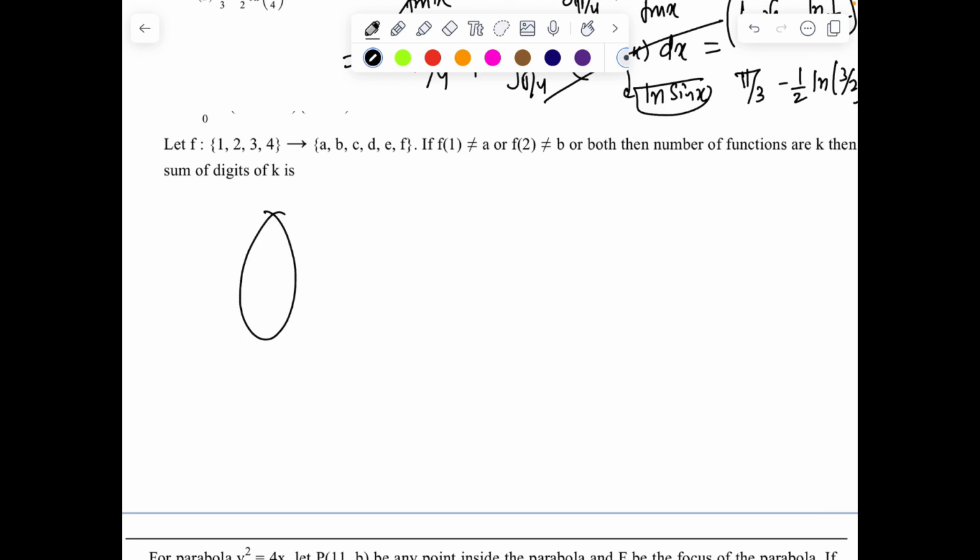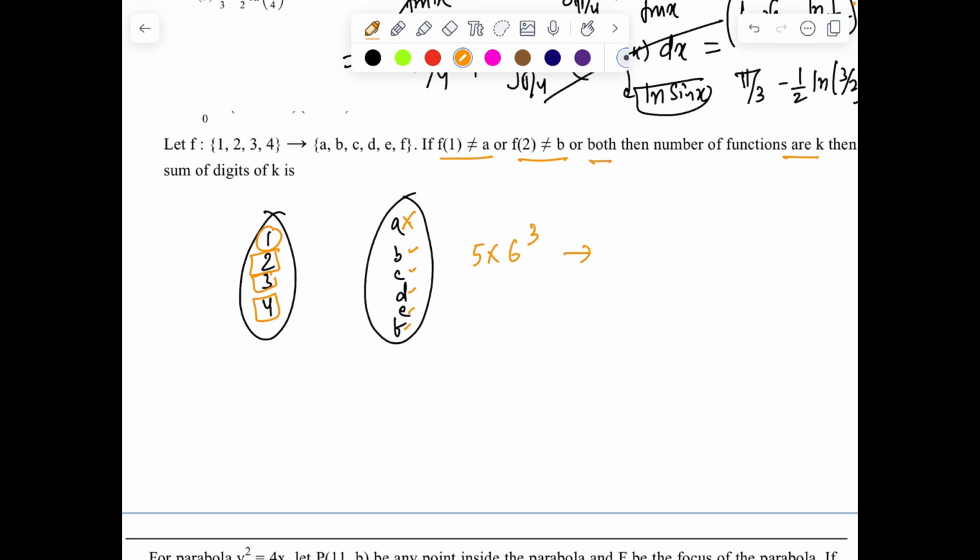Let's move to the third problem. We have a function from {1, 2, 3, 4} to {a, b, c, d, e, f}, such that f(1) is not a or f(2) is b or both. And then we have to count the number of functions. So clearly if f(1) is not a, so if 1 is not going to a, how many choices are there for 1? 1, 2, 3, 4, 5 choices. For 2, of course I have a open, so 6 choices. For 3, 6 choices. For 4, 6 choices. So 5 into 6 cube. This is corresponding to f(1) not a. Similarly, if f(2) is not b, we have the same 5 into 6 cube choices.